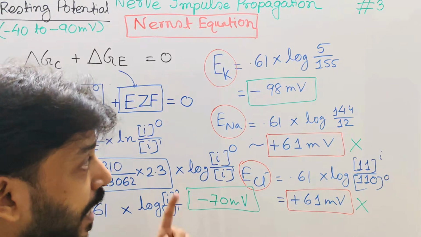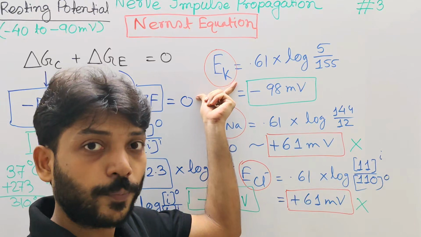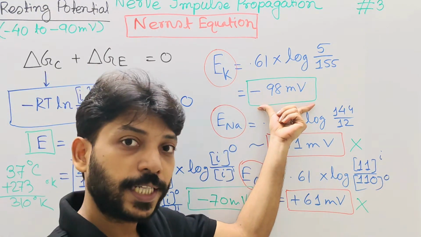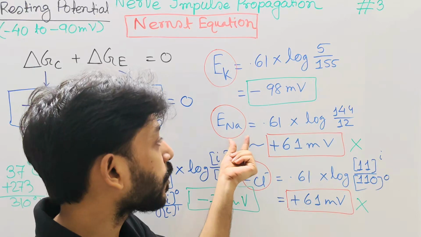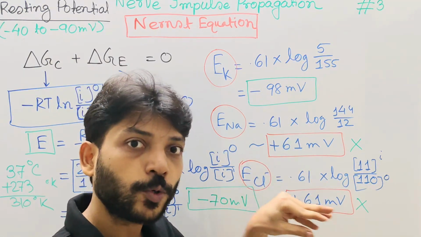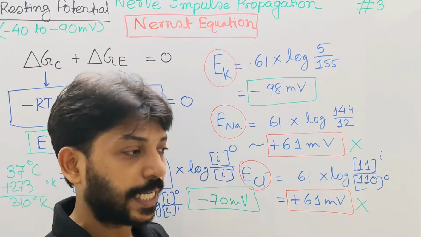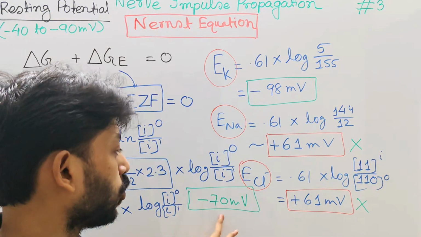The reason is, as I have mentioned, many potassium channels are open, so the potassium potential is the main equilibrium potential generated, but a few sodium channels are open and a few chlorine channels are open, through which a few sodium and a few chlorine ions will enter, and that will change the value from minus 98 millivolts to minus 70 millivolts.